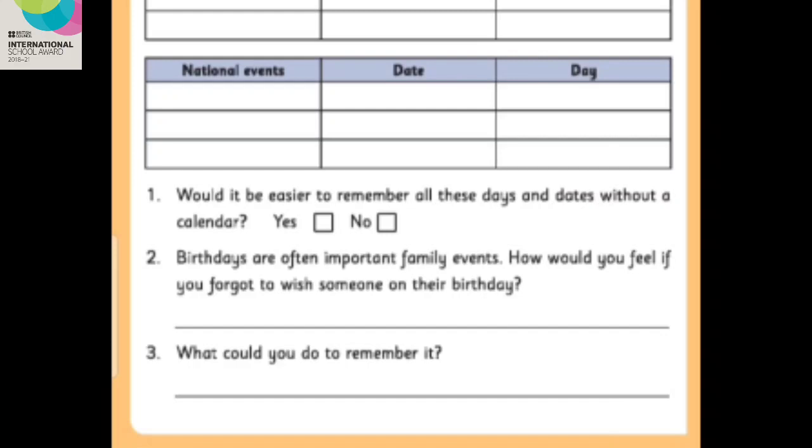Birthdays. Second question: birthdays are often important family events. How would you feel if you forgot to wish someone on their birthday?